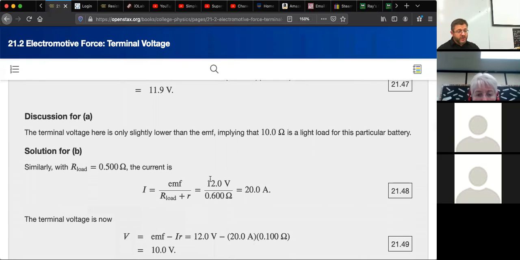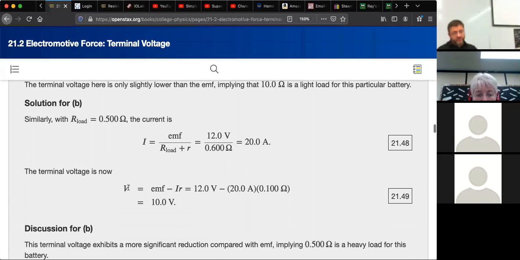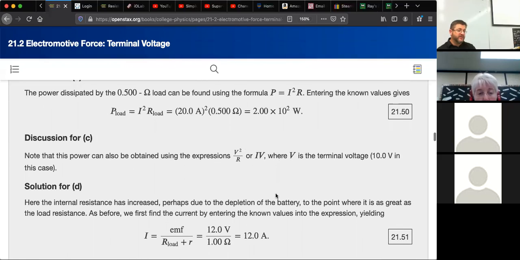In part B, we're going to do a half ohm resistance, so 0.5 ohms. We calculate the current again, and it turns out to be 20 amps. Then we calculate the voltage: the EMF minus the current times the internal resistance, and it's suddenly dropped 2 volts. Now we've got a significant drop in voltage. That matters because the amount the voltage drops determines whether you can get enough current flowing. If your voltage drops a significant amount, you don't have enough energy in the current to do things with. It can really make a difference.